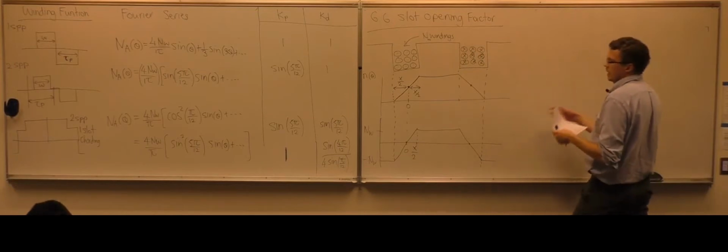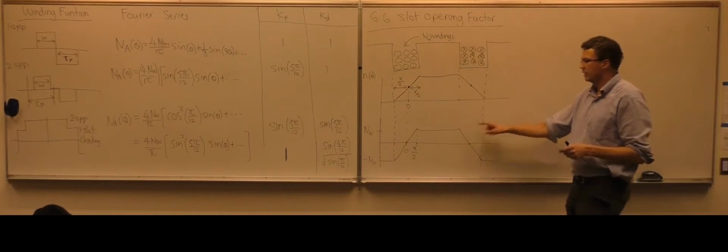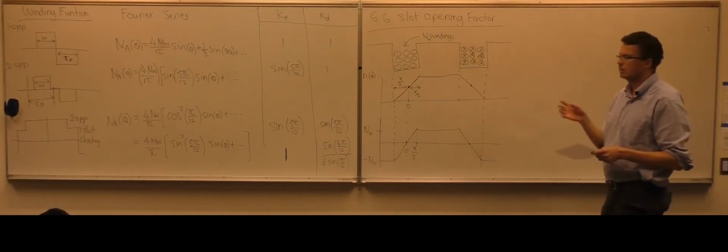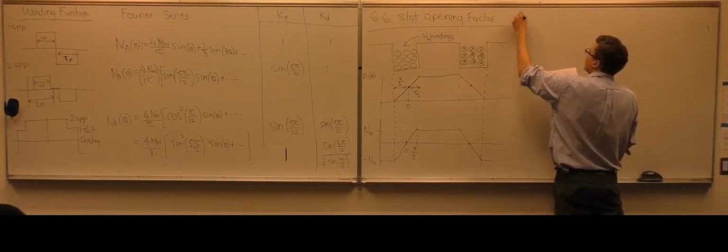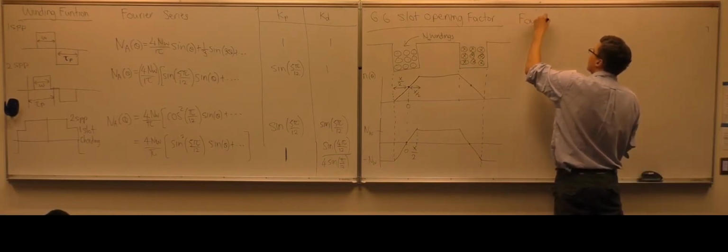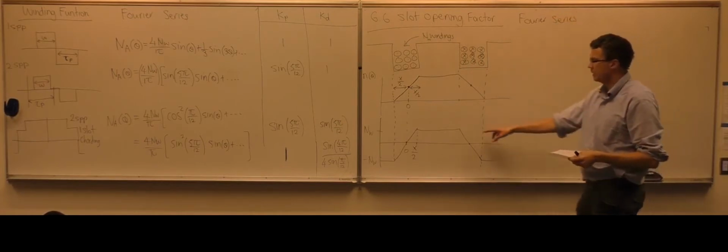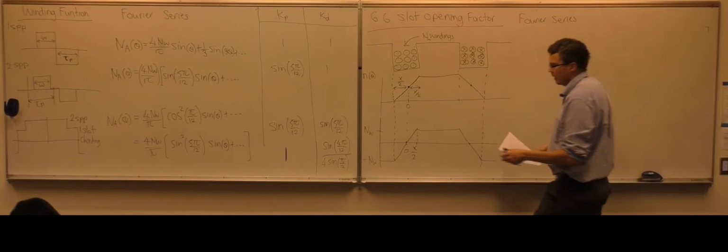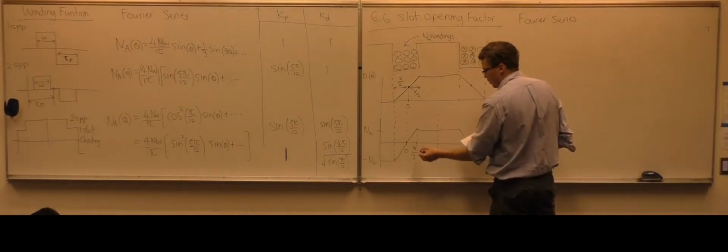So then we can calculate the Fourier series of this and find out what the factor is that we could then just multiply our winding function by. So for the Fourier series, with this waveform, the DC component is 0, and we can use quarter wave symmetry.